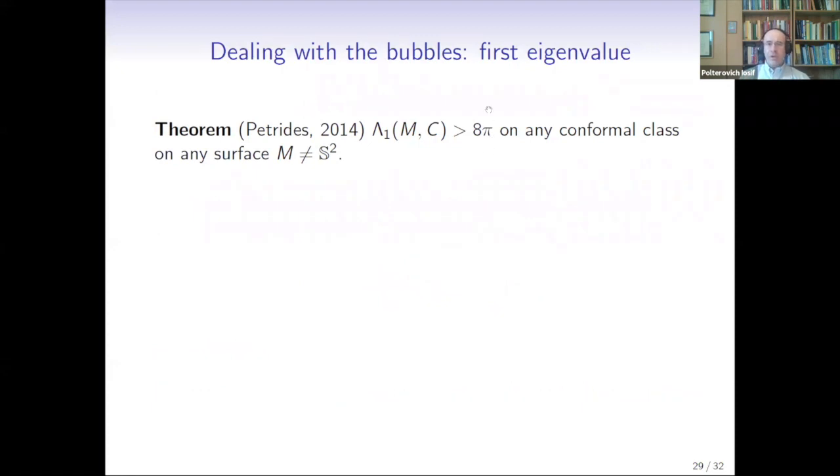So for the first eigenvalue, dealing with bubbles is not that bad, in the sense that there are no bubbles. And the key result here, which is a very important result, is due to Petrides from 2014. He proved that for any conformal class on any surface, the maximizer of the first eigenvalue is strictly greater than 8 pi. Originally the theorem of Nadirashvili and Sire had this assumption. They proved it under the assumption that lambda 1 is greater than 8 pi. This assumption has been removed by Petrides. He showed that, except on a sphere, that never happens. So we do have this.